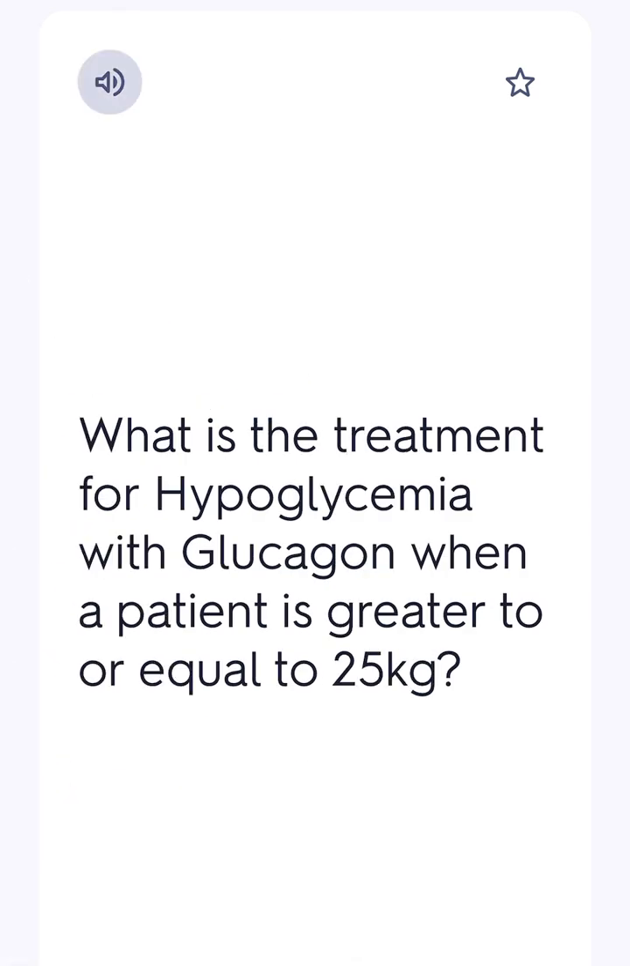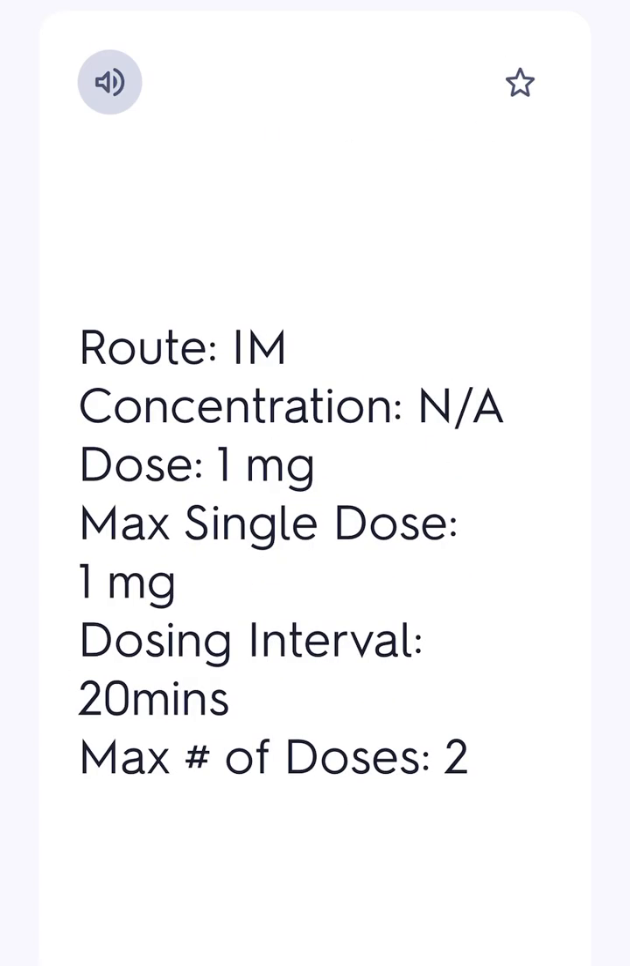What is the treatment for hypoglycemia with glucagon when a patient is greater than or equal to 25 kilograms? Route, IM. Concentration, n/a. Dose, 1 mg. Max single dose, 1 mg. Dosing interval, 20 minutes. Max number of doses, 2.